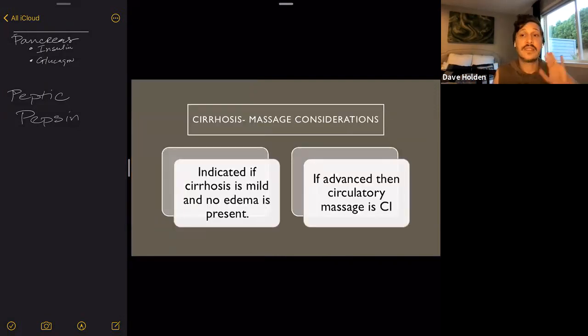So if their cirrhosis is mild and there's no edema present, then massage is fine. But if the cirrhosis is more advanced, if they have the fluid swelling of the abdomen, ascites, massage is contraindicated. The circulatory system is being taxed enough.